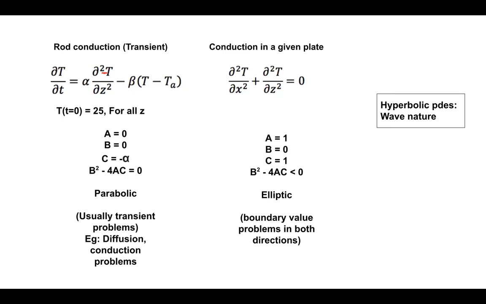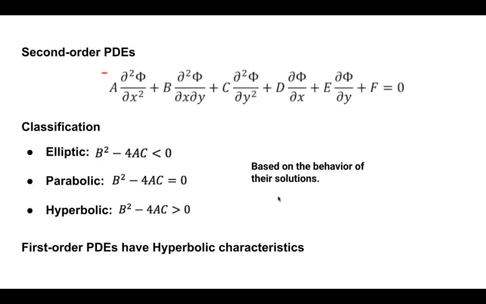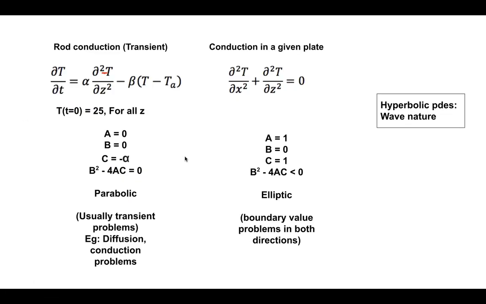Now what will be my term b² minus 4ac? So now my term b² minus 4ac will be equal to, since b is equal to 0, minus 4 multiplied by 1 multiplied by 1. So the net will be minus 4, which is less than 0, right? So then what I have is an elliptic problem. So when b² minus 4ac is less than 0, what I have is an elliptic problem.